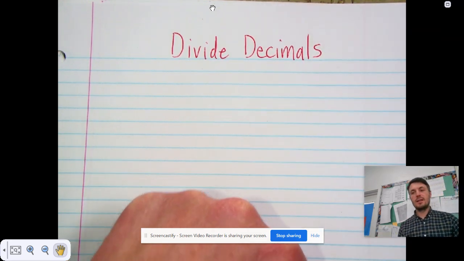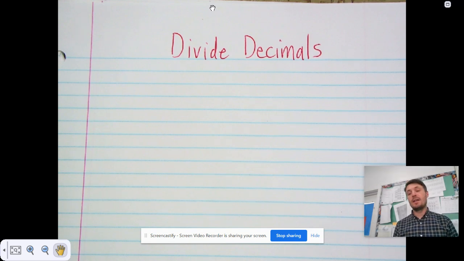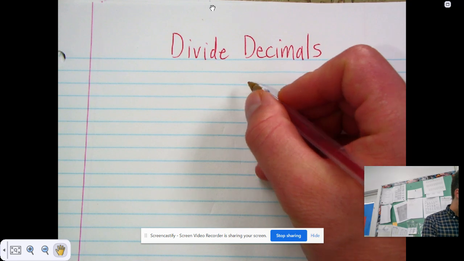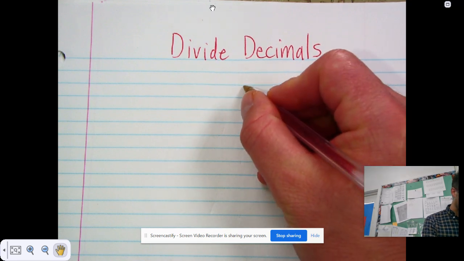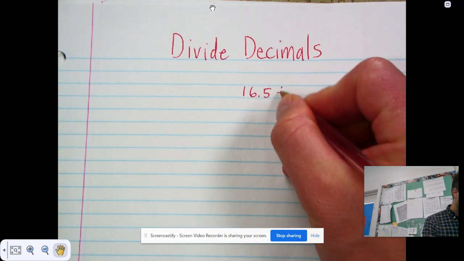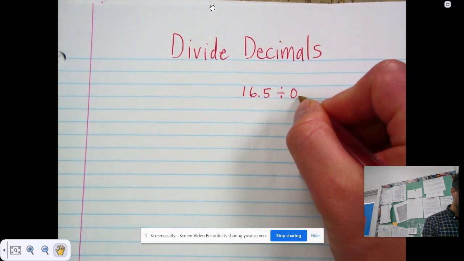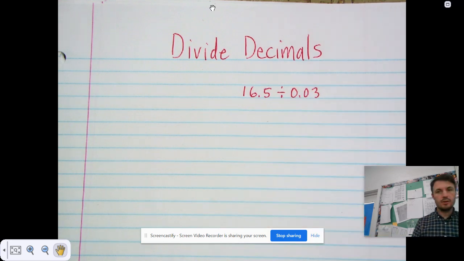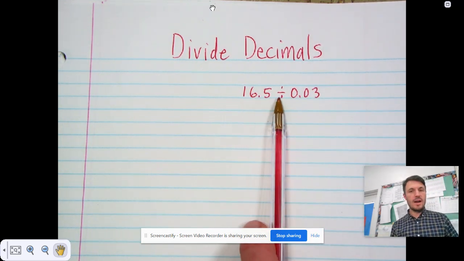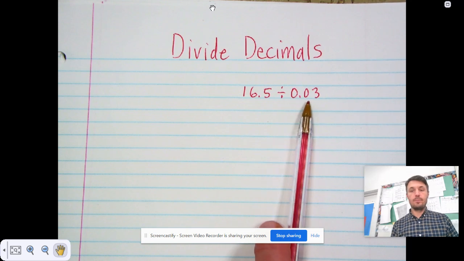So our last lesson was about dividing a decimal by a whole number. In today's lesson, we are learning how to divide a decimal by a decimal. So here's an example. Let's say we had 16 and 5/10 divided by 3/100. Okay, so we have a decimal number divided by a decimal number.